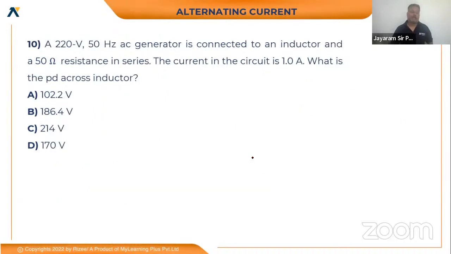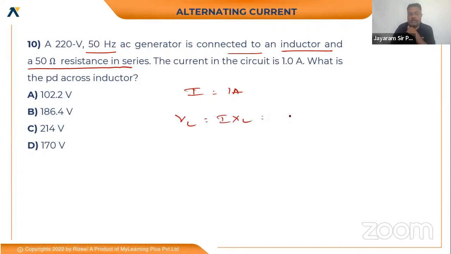And the last one of today's: a 220 volts 50 hertz AC generator is connected to an inductor and a resistance in series. Current flowing through the circuit is I equal to 1 amp. What is the potential difference across the inductor? Potential difference across the inductor is I into XL. I we have got here, that is 1 ampere. XL we need to calculate.